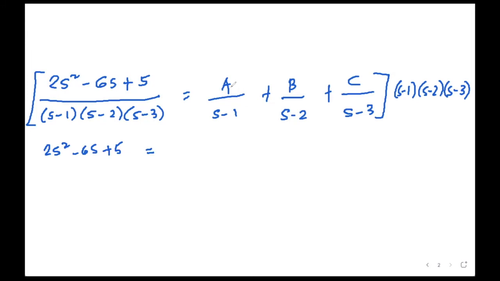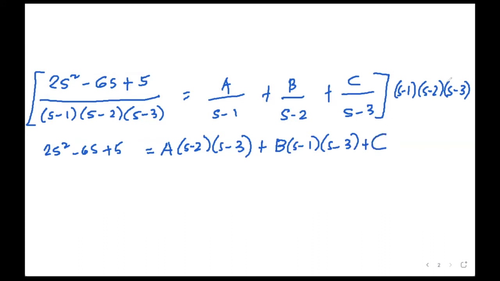on your right-hand side, so A over S minus 1 times these factors, makancel yung S minus 1. So the first term will be A times S minus 2 times S minus 3. And for the second term, so B over S minus 2 multiplied by these factors, we can cancel S minus 2. That's why we have second term B times S minus 1 times S minus 3. And for the last term, C, cancel yung S minus 3. So this will be S minus 1 times S minus 2.